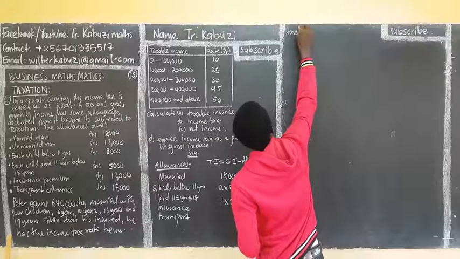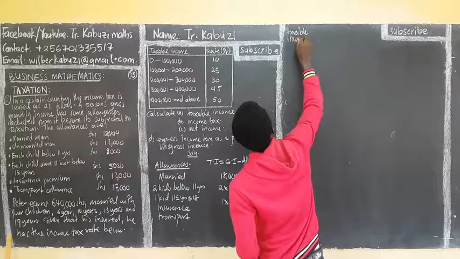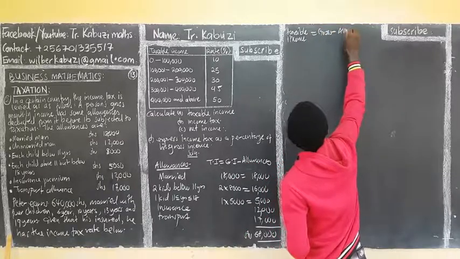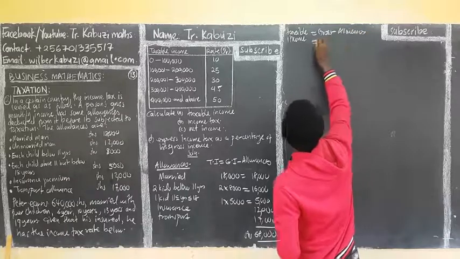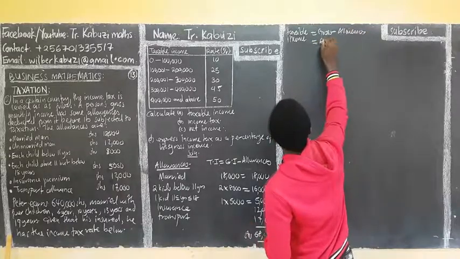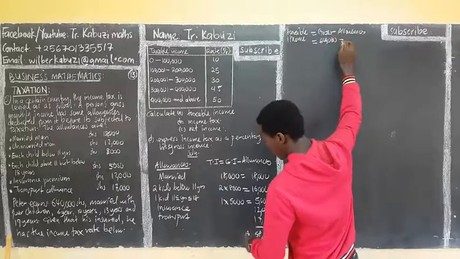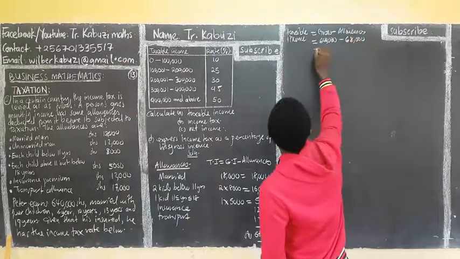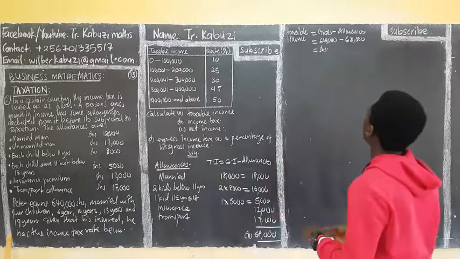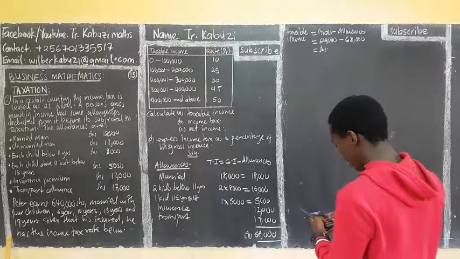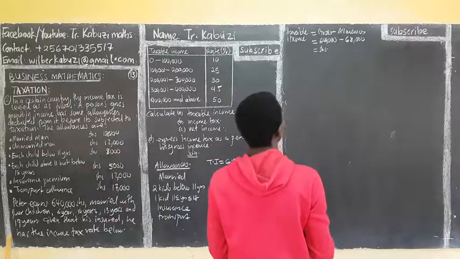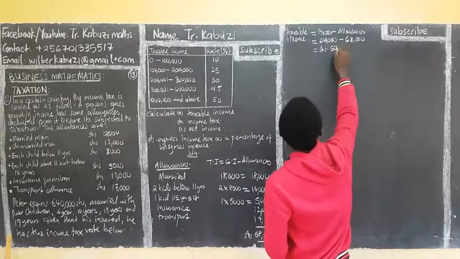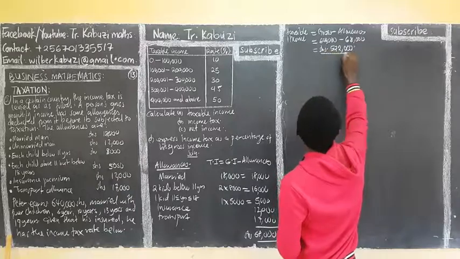Meaning the taxable income, which we said is going to be the gross minus the allowances. His gross is 640,000, minus the allowances, which are 68,000. And so the taxable income is going to be 572,000. So this is the taxable income for that man.